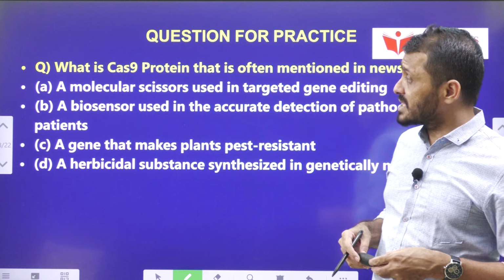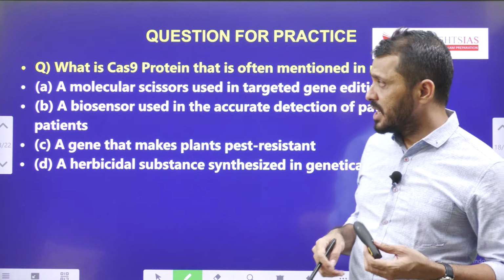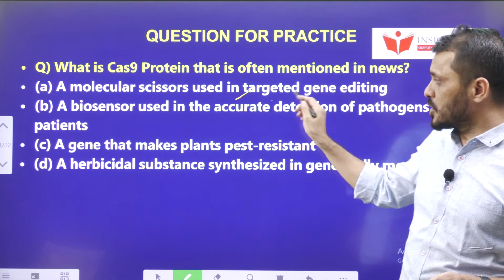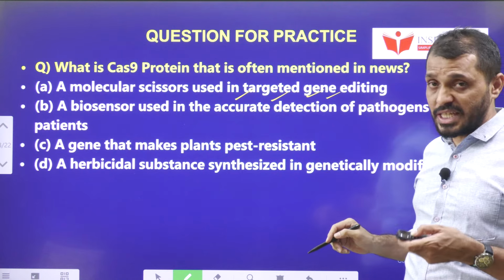Next, what is the Cas9 protein that is often mentioned in the news? It is related to the molecular scissor used in targeted gene editing.